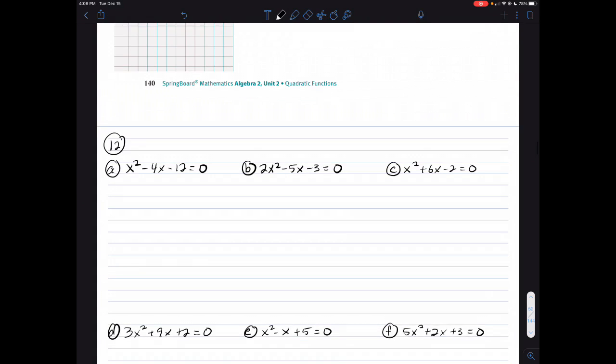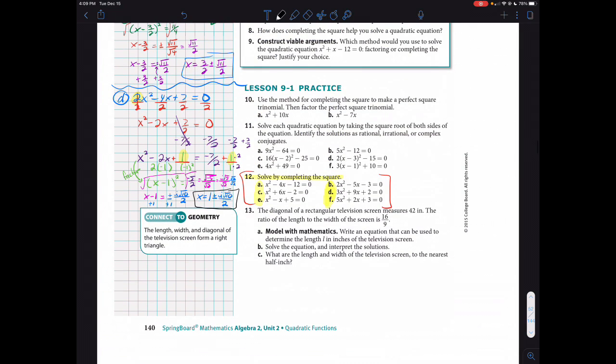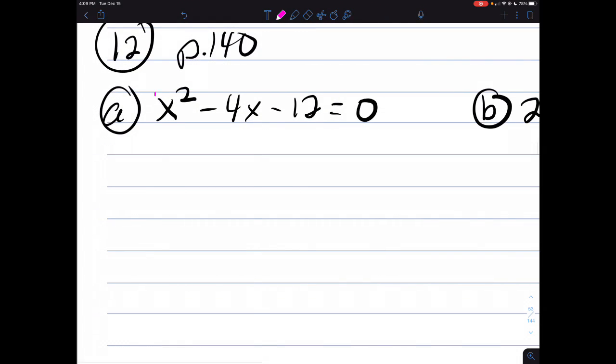Okay, this is number 12 from page 140. The lesson 9-1 practice, part 2. So the first step was make a equal 1. But if you notice on a, 12a here, a already equals 1. So we can actually skip that first step and go ahead and move our old constant out of the way.